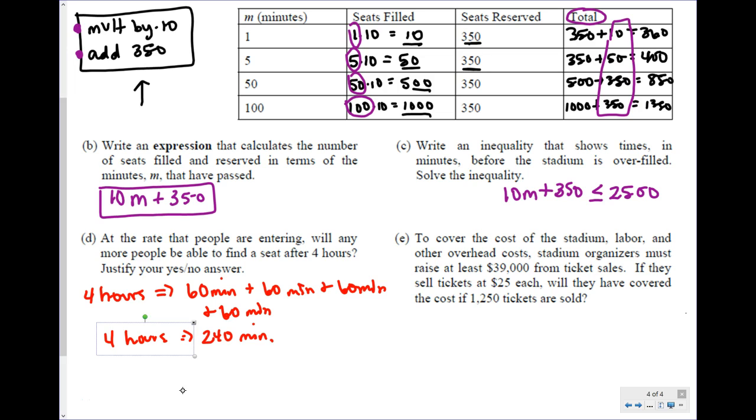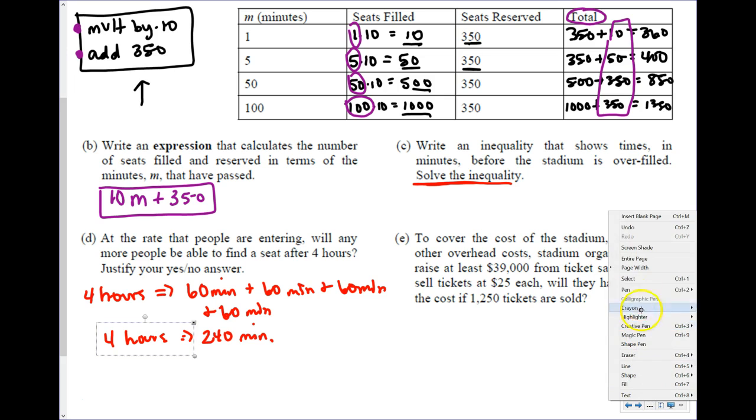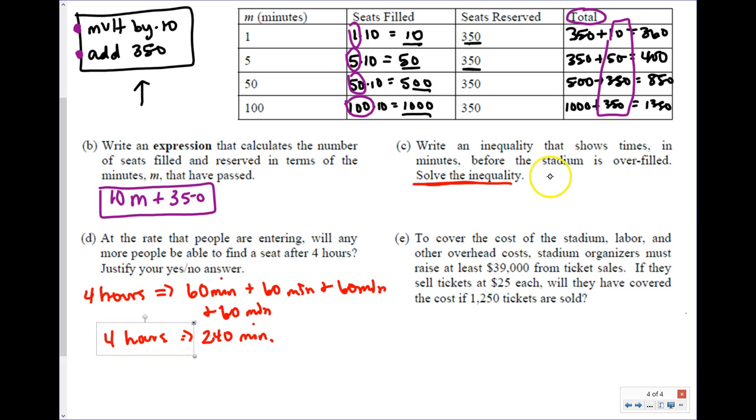Oh, I missed a step here. Oh, look what I forgot to do, because I was like, wait, how am I going to figure this out? Look what I forgot. What did I forget to do right here? I didn't solve this inequality. So I'm having a hard time with D because I forgot to solve. So let's solve this. This is my bad. I'm so sorry. Let's go back up here and solve this.